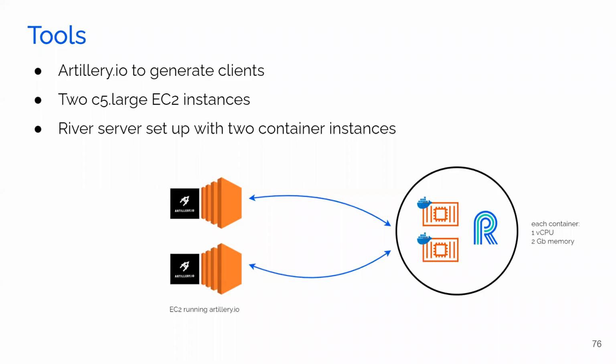2 containers was just an arbitrary number we picked so we could extrapolate how much load the system can handle for a given number of containers.